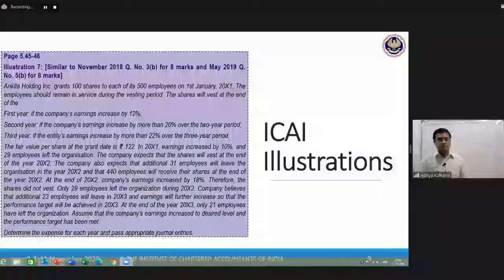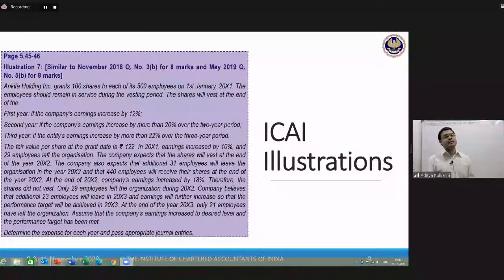The company also expects that additional 31 employees will leave and that 440 employees will receive their shares at the end of 20X2. At the end of X2, that means at the end of the second year, the company's earnings increased by 18%. Now, what is my vesting condition? A non-market based condition saying that if at the end of the second year my earnings increase by more than 20%, options will vest at the end of the second year.